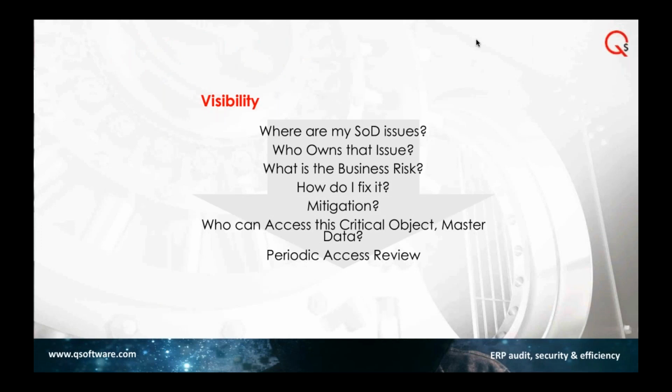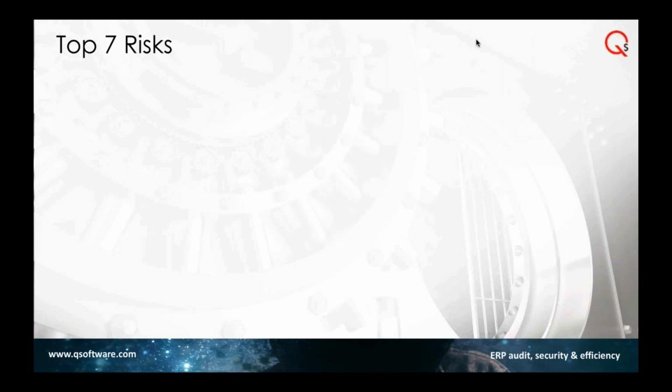The final issue is then full visibility of who actually can do these things. Do you have visibility? Can you show your auditor these reports? There is no excuse for not being able to put these things in front of your auditor. These are the things you need to be able to do. So what are the top 7 risks?